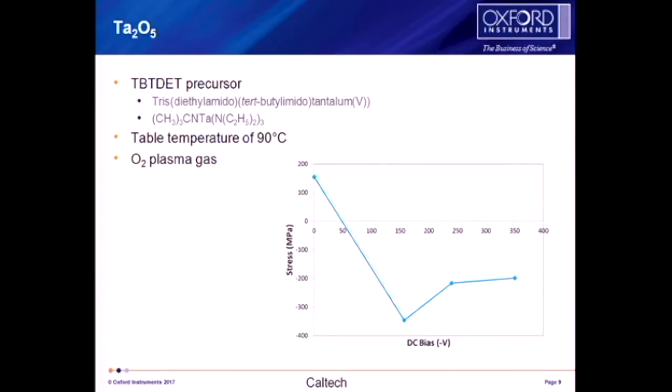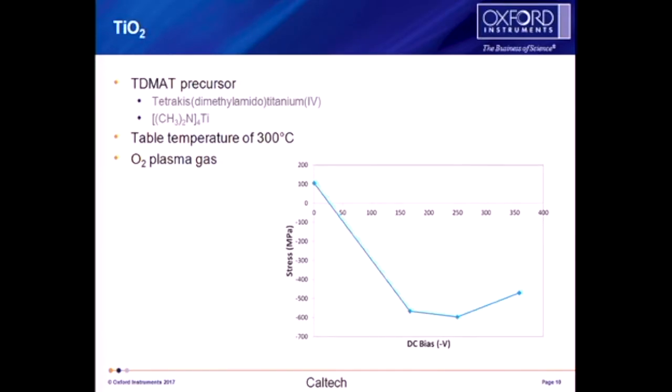You can see here, this is our tantalum oxide. We're using TBTDET precursor at a table temperature of 90 degrees. With zero DC bias, we have a tensile film, as you can see, but the addition of DC bias creates a compressive film. And then potentially you can see it beginning to level out. It's a similar idea with titanium oxide using TDMAT precursor at a table temperature of 300. Again, it starts at tensile and moves to compressive.